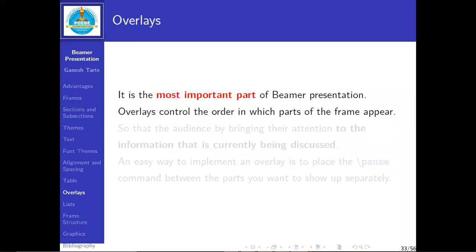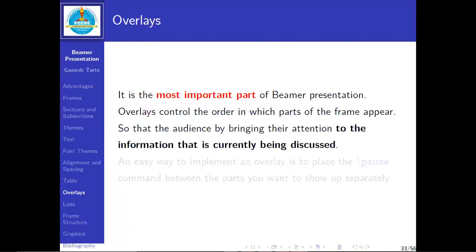So overlay controls the order in which parts of the frame appear. For example, here I control that first line: it is the most important part of a Beamer presentation. On the next click, we get the next line. So this is one type of overlay. It brings the audience's attention to the information that is currently being discussed, so it is very important from a presentation point of view.